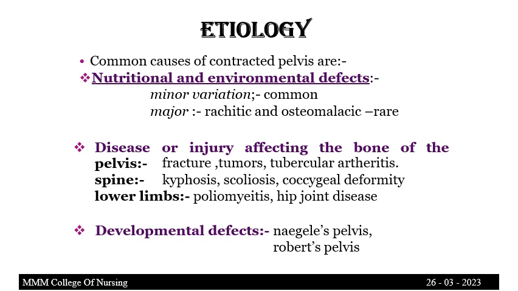And in Robert's pelvis, the pelvis is narrowed transversely due to almost entire absence of the ala of the sacrum. The ala, or the wing of the sacrum, is absent here in Robert's pelvis, so that the transverse diameter is reduced.